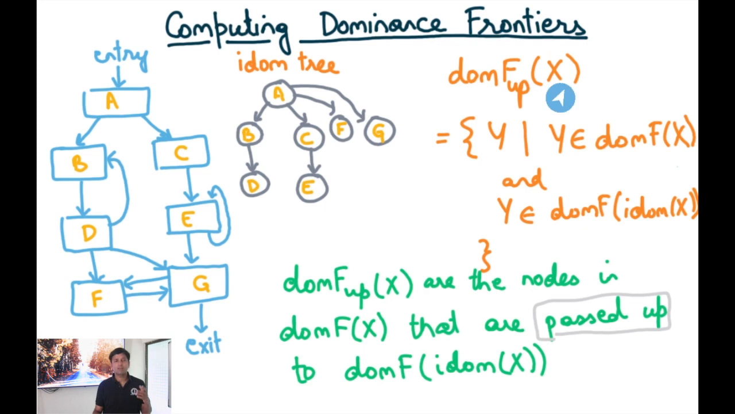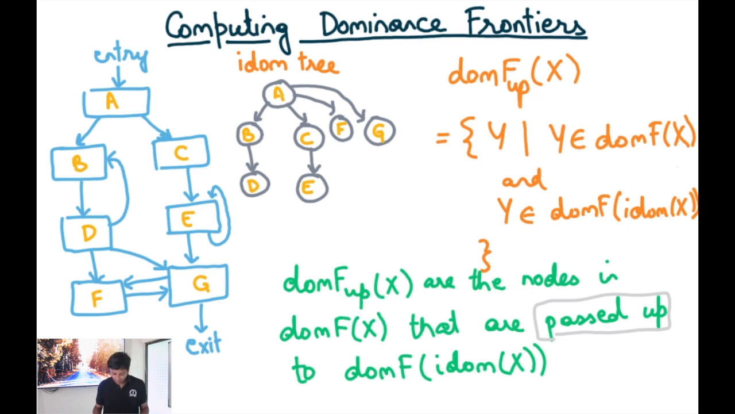And this will be helpful in doing the dominance frontier computation for all the nodes. Recall that our naive algorithm had this wasteful computation where the dominance frontier of the child nodes were not being used in computing the dominance frontier of the parent nodes. But this relation here, domF up, will help us do that.